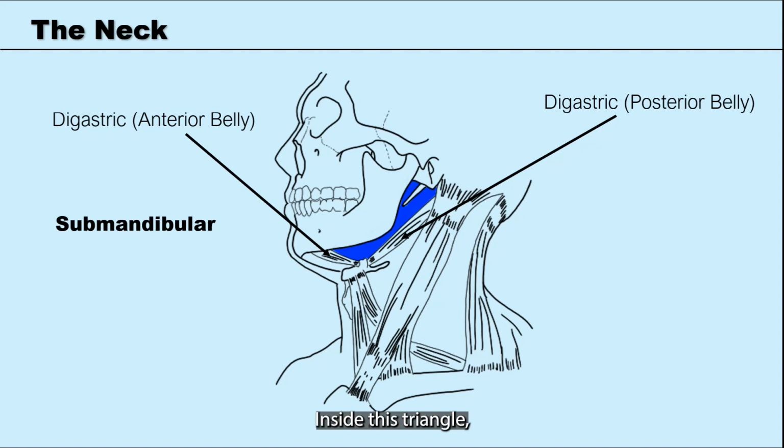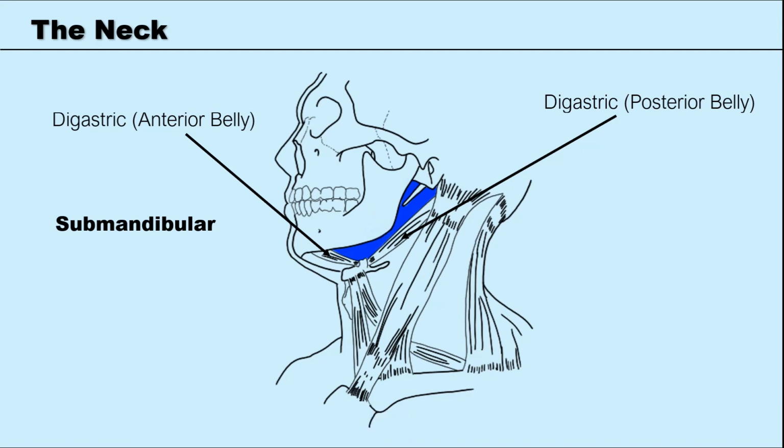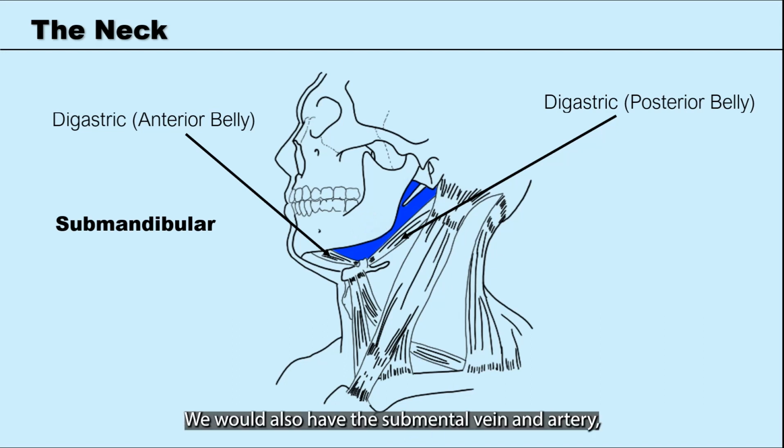Inside this triangle, we have the facial artery and vein, which would run across here. We would also have the submental vein and artery, the submandibular salivary glands, the lingual nerve, the hypoglossal nerve, and the middle pharyngeal constrictor, with some submandibular lymph nodes.